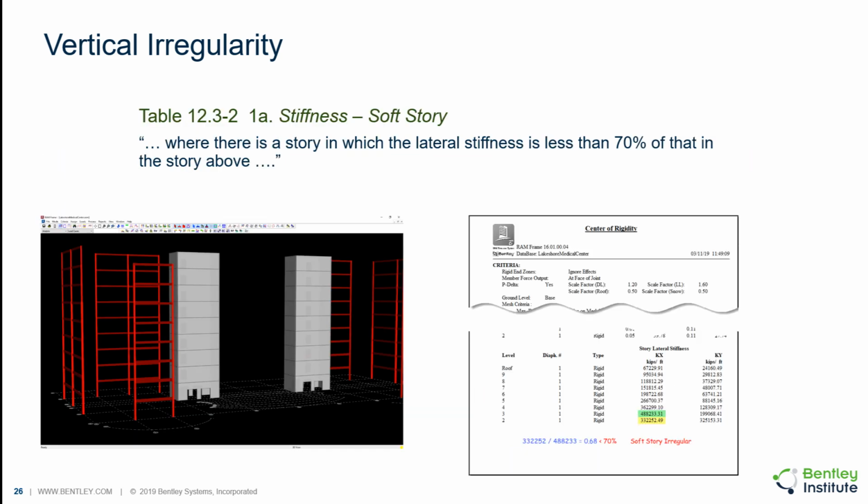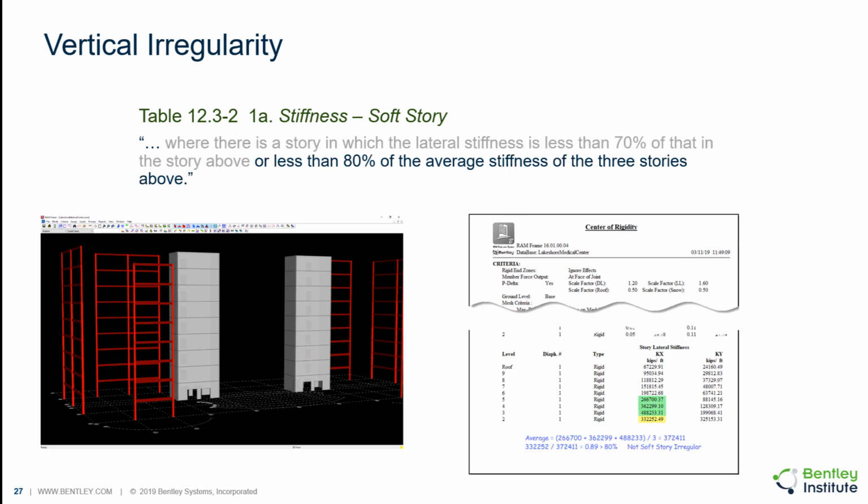Two conditions are listed for a structure to be defined as having a soft story irregularity. First, a soft story irregularity is defined to exist where the stiffness of a story is less than 70% of the stiffness of the story above. In this example, the openings at the base of the shear walls reduce the stiffness there such that it is only 68% of the stiffness of the level above, and this structure therefore has a soft story irregularity. Note that every story must similarly be compared to the story above.